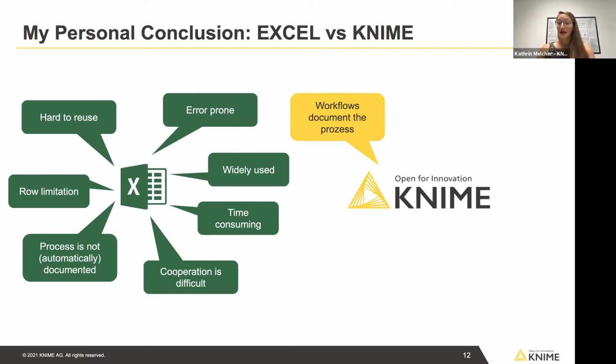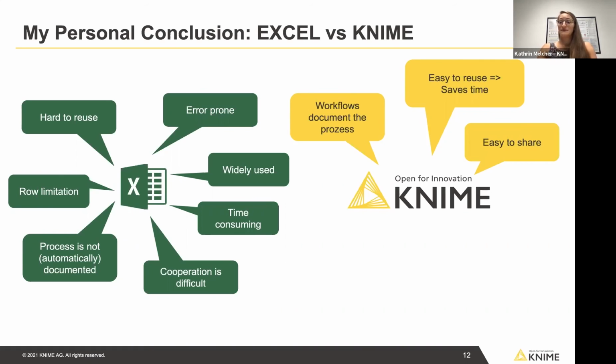If I think about Knime workflows, then I think of workflows that document the process automatically. And therefore, it is easier to reuse them, because the only thing I need to change now, if I want to make the same sales report a month later, is to adjust the path for the files, or I can just replace the files in the same folder with the same names, and then I can execute my workflow right away. And therefore, I can save some time.